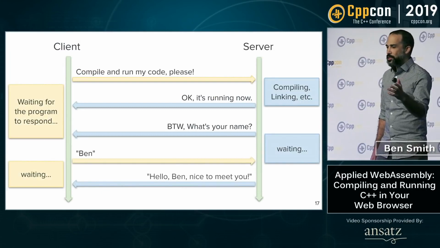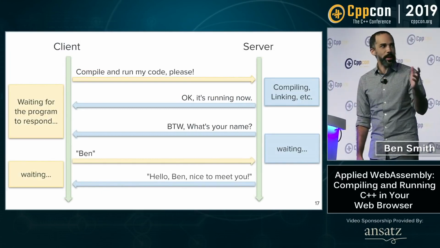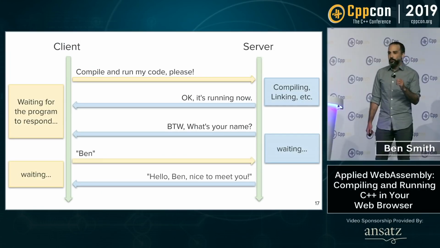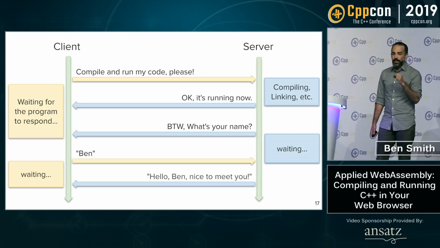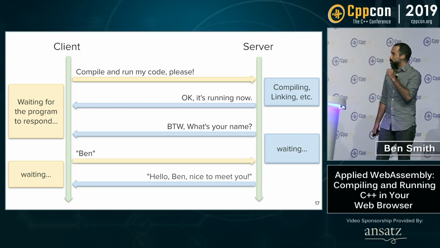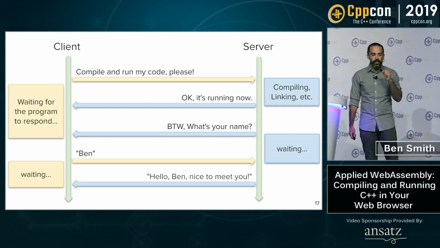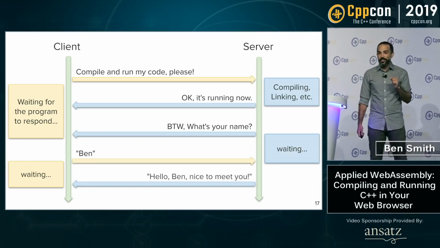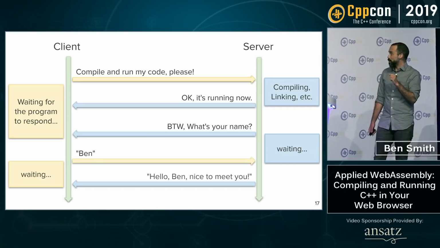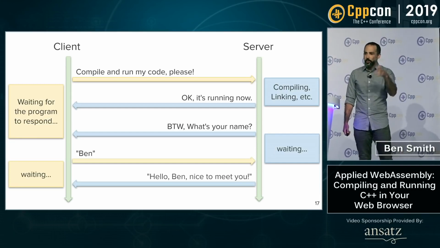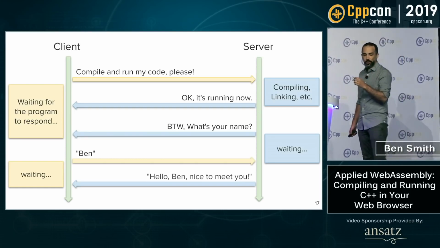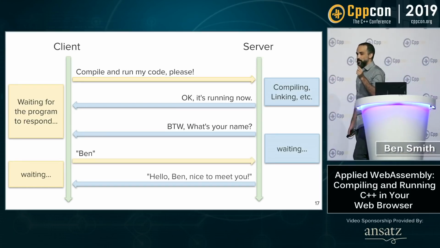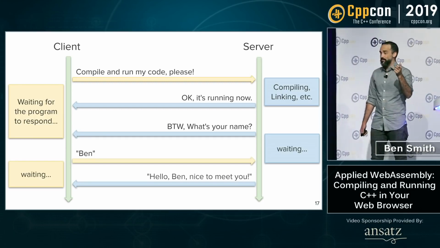So I imagine, I don't know exactly how Replit works, but I imagine it works something like this. You say something like, compile and run my code, and it sends it from the client to the server, and then the server says, okay, I compiled it, and I linked it, and now it's running. And then it comes back to the client, and meanwhile, it also says something like, oh, by the way, what's your name? Because the program's now running. And then you send your output across, and then meanwhile, the server's waiting for your response, right? It's just sitting there running your program. And then it returns with the actual result.